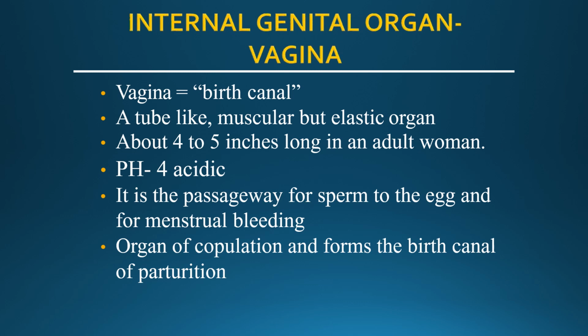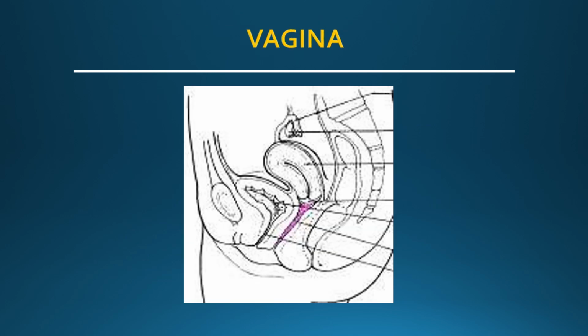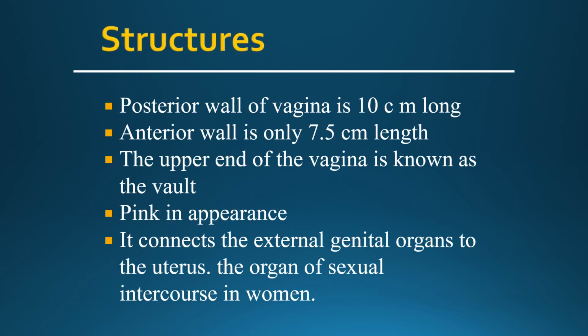Okay, and the main functions of the vagina are, it serves as an excretory duct for the menstrual fluid, and it forms the inferior part of the birth canal. So this is the vagina, as you can see here. This is the uterus and this is the vagina, and the anterior part is the bladder and posterior is the rectum. The posterior wall of the vagina is 10 cm long and the anterior wall is only 7.5 cm in length.